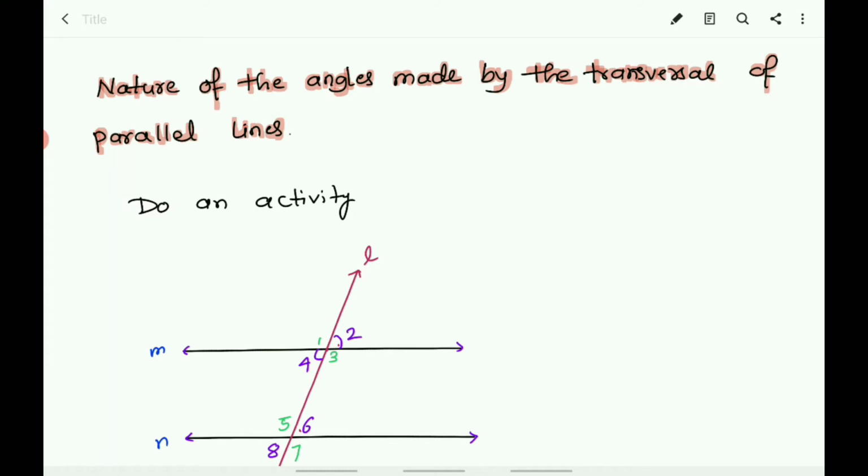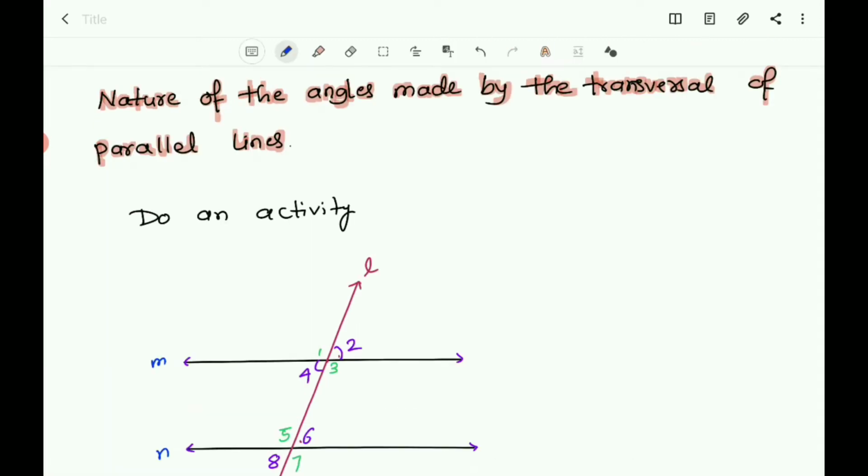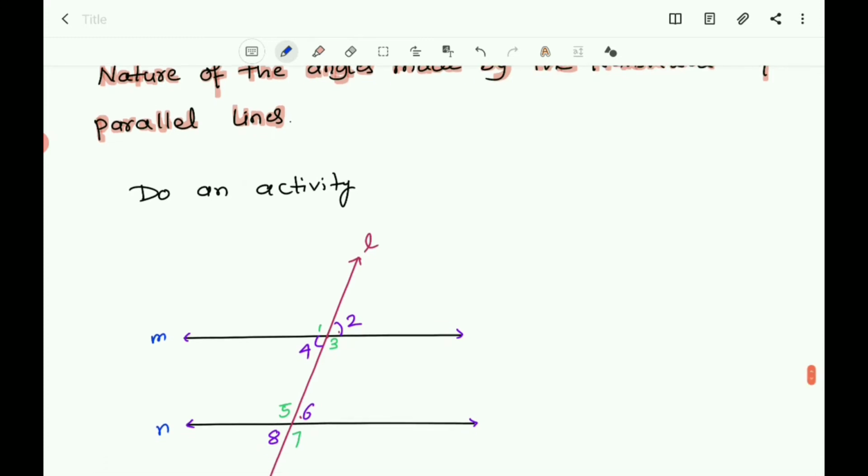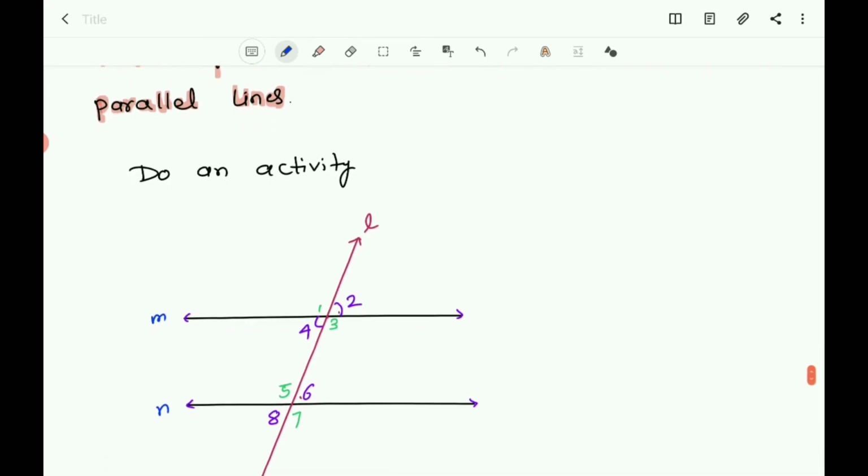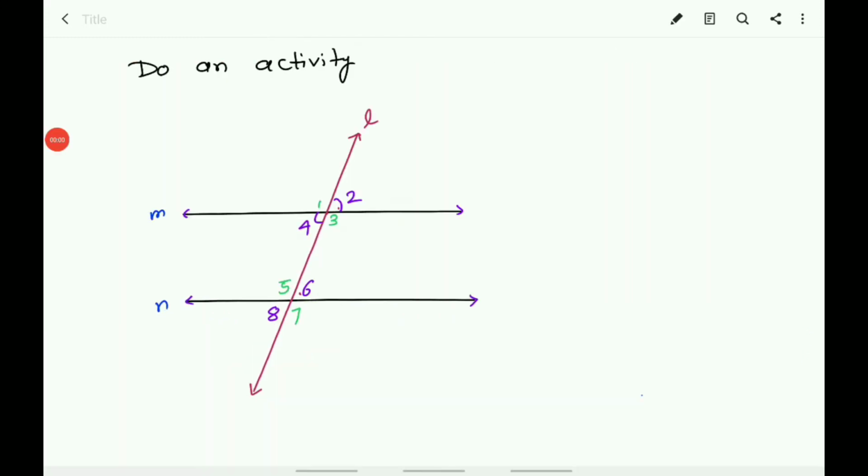Here, you do one activity. You know that the ruled lines of your notebook are parallel to each other. Take a ruled line paper and, with a ruler and pencil, draw two parallel lines along any two of these lines, and draw a transversal to intersect the two lines at different points.